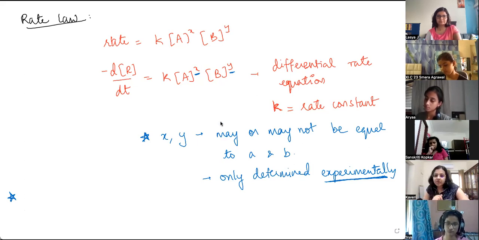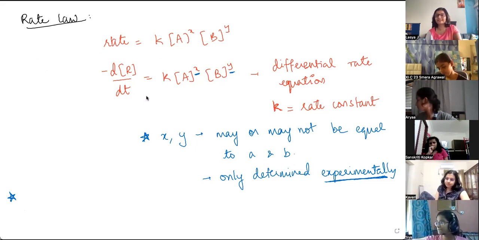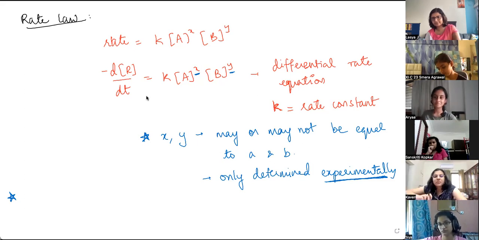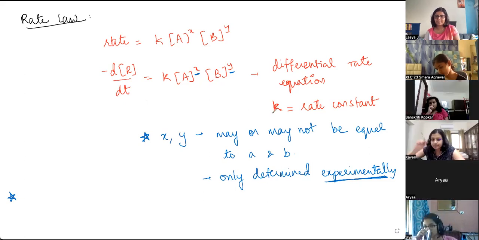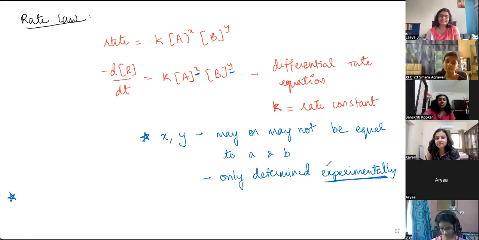What is the point of writing x and y may or may not be equal to a and b? Because it's important to know that, like, you might get confused. Shouldn't they be equal? I mean, that's how we write the concentration, right? The stoichiometric coefficient. It's not like that, that's why I've specifically written this.